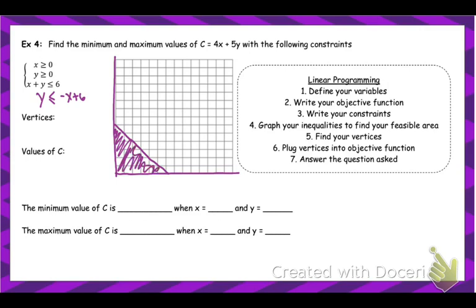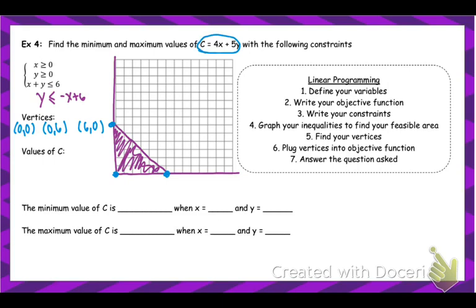So now from this feasible region, since we're looking at maximums and minimums, we're going to worry about the vertices of this feasible region. So my feasible region has vertices of (0, 0), (0, 6), and (6, 0). So then, once we have all of our vertices, we're going to take those vertices and plug them into this objective function.